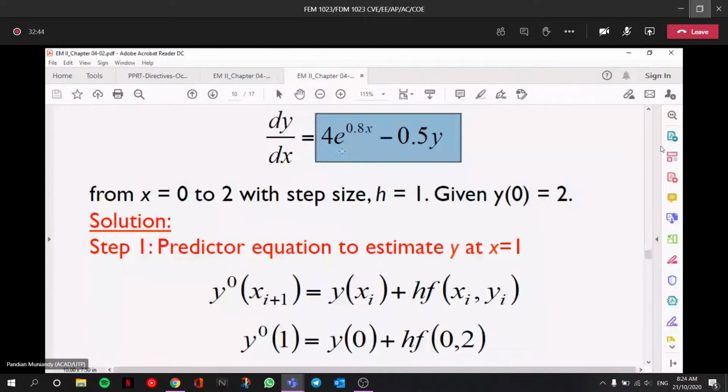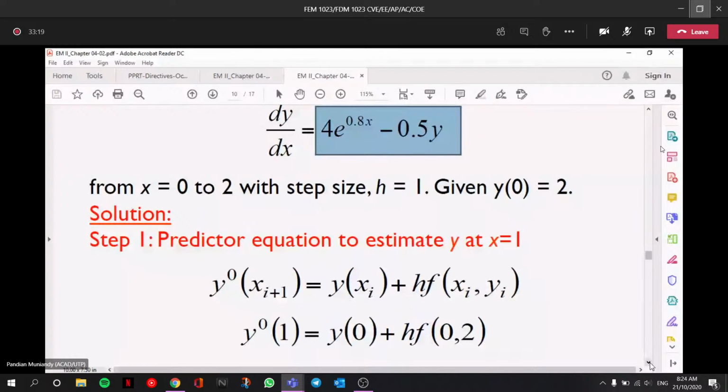Now f 0, 2 you must calculate from here. I repeat again. 4 multiplied by e to the power 0.8 multiplied by 0. So e power 0 is 1, because x is 0. 0 multiplied by 0.8 is 0. So e power 0 is 1. So this is 4. Minus 0.5 multiplied by 2. This is half of 2, which is 1. So 4 minus 1. The answer is 3.